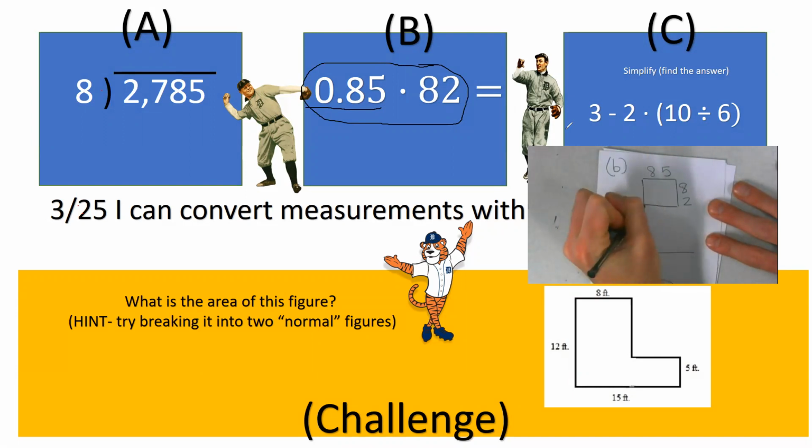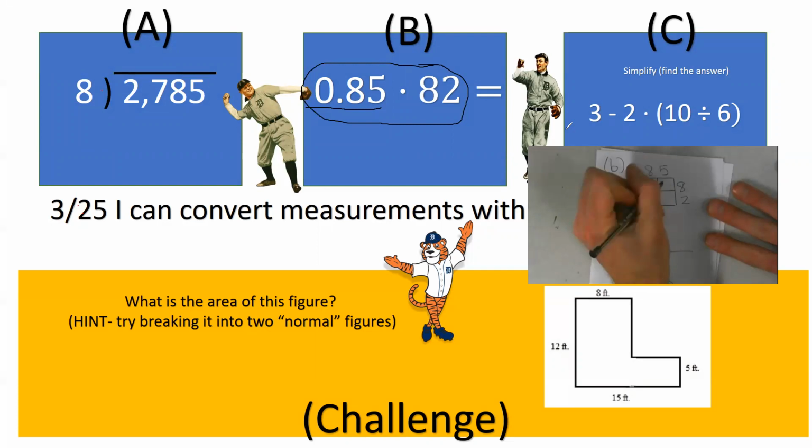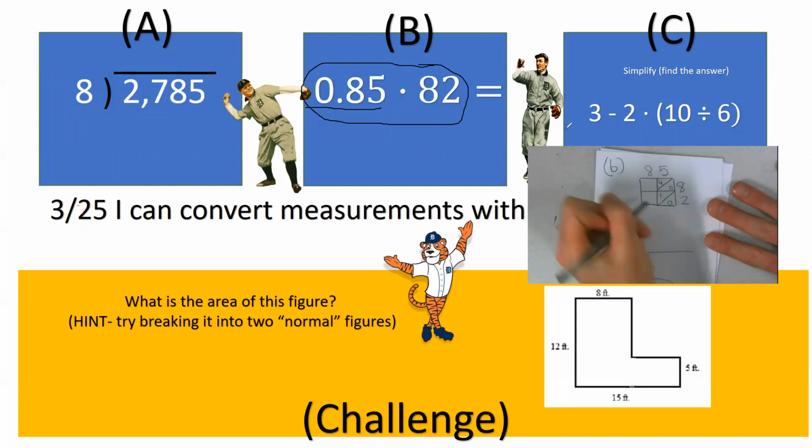Y'all know me. You know my favorite method is lattice. I always like to start with this corner, but it doesn't matter which corner you start with. 8 times 5 is 40. 5 times 2 is 10. 8 times 8 is 64. And 8 times 2 is 16. 0 falls down. 6 plus 1 plus 0 is 7. 4 plus 4 plus 1 is 9. And then the 6 falls down.